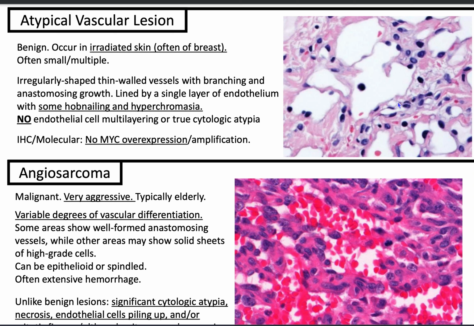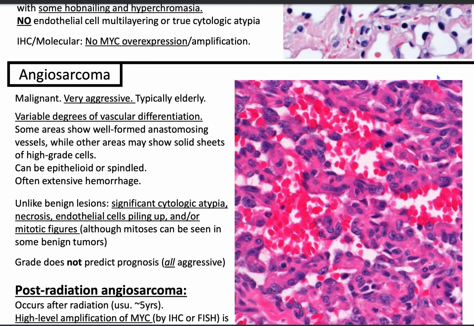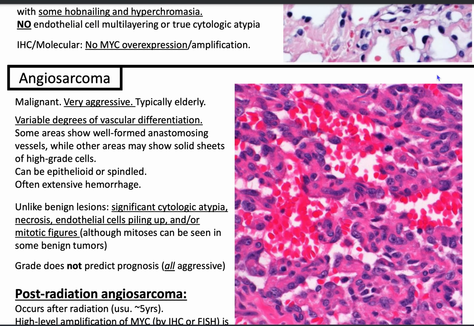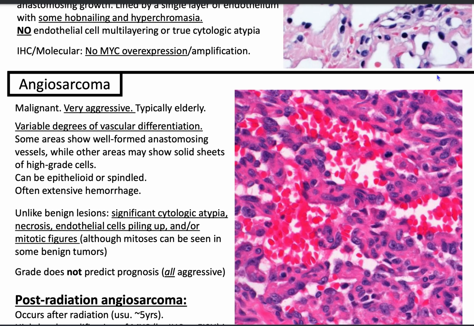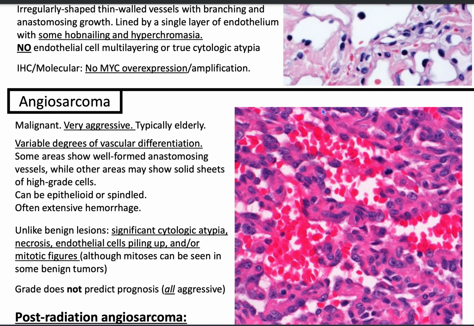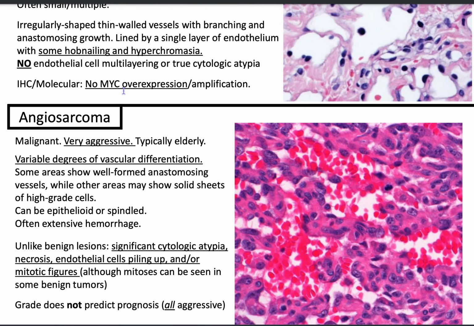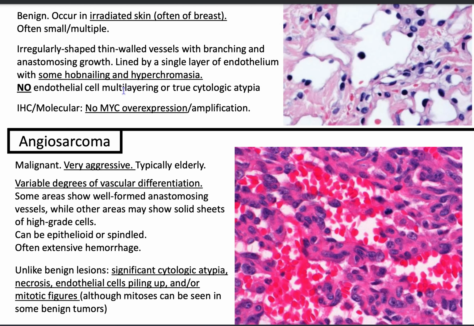You'll see irregularly shaped thin-walled vessels with branching and anastomosing growth. They have a single layer of endothelium with some hobnailing and some hyperplasia. There should be no endothelial cell multilayering or true cytologic atypia. And if you're confused whether it's an atypical vascular lesion of the breast or post-radiation angiosarcoma, you can order a MYC test, and there should be no MYC overexpression in atypical vascular lesion.